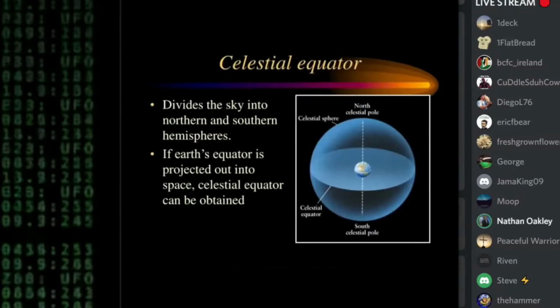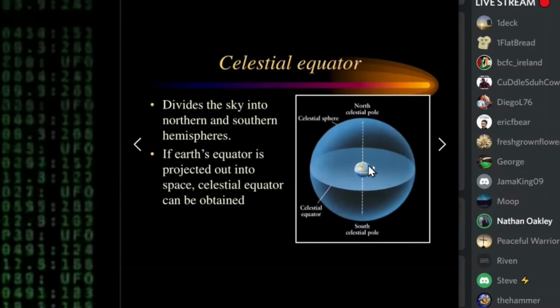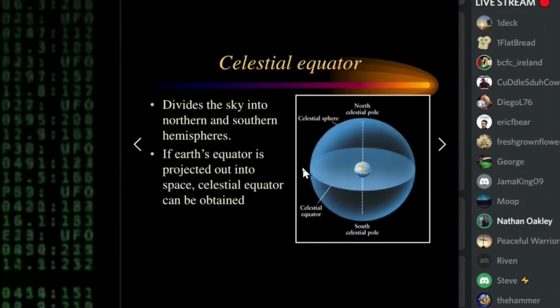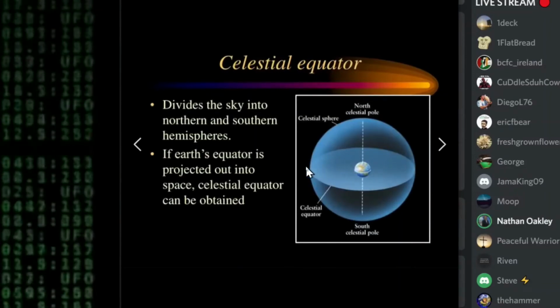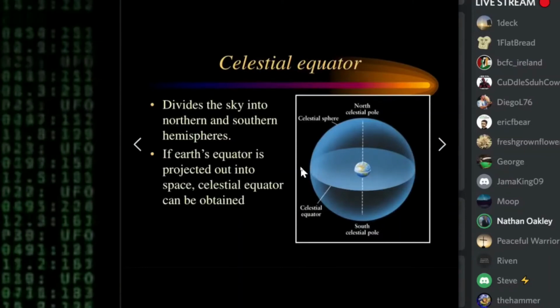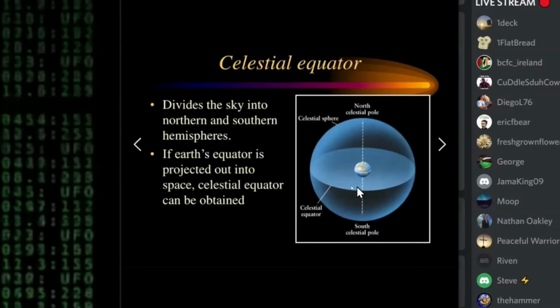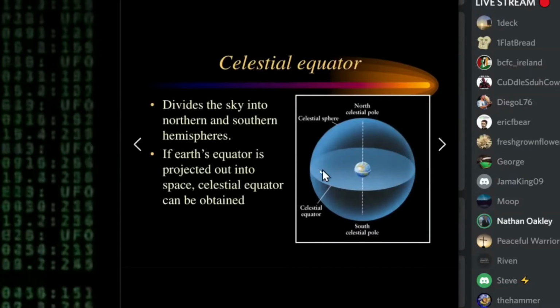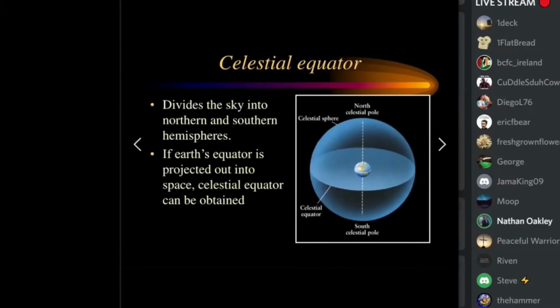Celestial equator divides the sky into northern and southern hemispheres. If Earth's equator is projected out into space, celestial equator can be obtained. Well, they're just telling you right here what they're doing. It's a plane all the way from the center to the celestial sphere. And all the nautical almanac measurements are done from that equatorial plane, which means it's all flat surface, because it has to be an angle, has to be minus from 90.